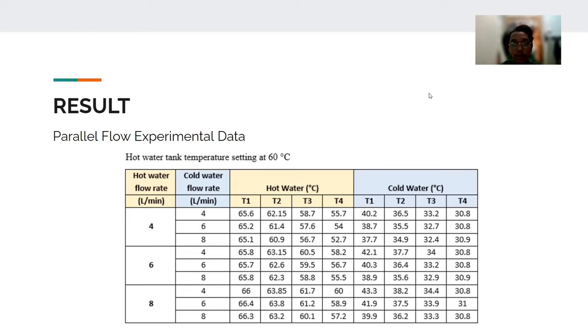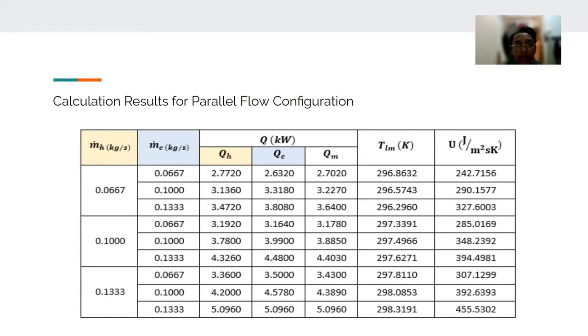Today I will discuss and share the results for the parallel flow experiment data for the hot water tank temperature setting at 60 degrees. This data has been given by our instructor. So we get the hot water flow rate, cold water flow rate, hot water and cold water temperatures. This is the calculation result for the parallel flow configuration.